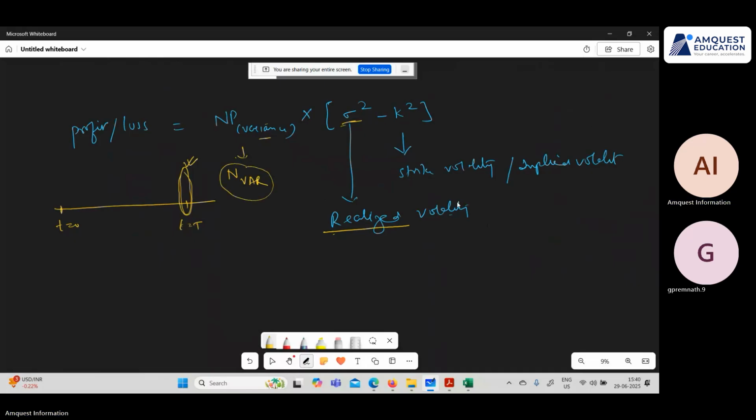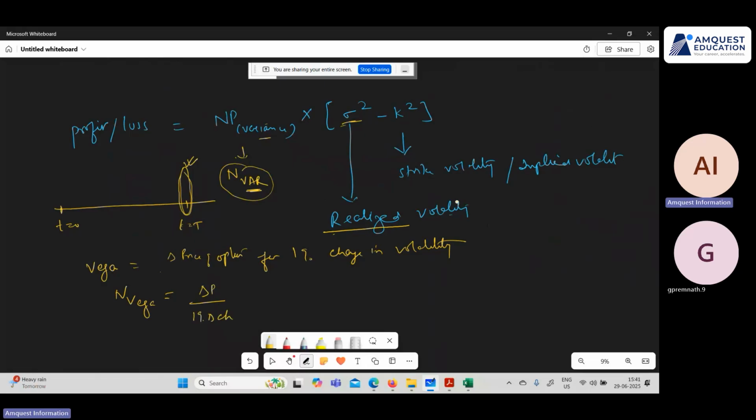but what you have studied so far is not variance but Vega. In whatever volatility discussion you had before, we have studied volatility in terms of Vega, in terms of Greeks, right? And what was Vega? My change in the price of the option for a 1% change in volatility. So can I say that my N Vega is equal to my change in price upon a 1% change in volatility?